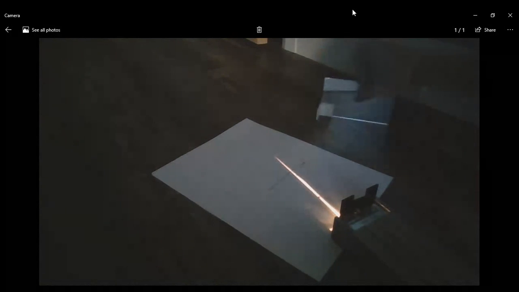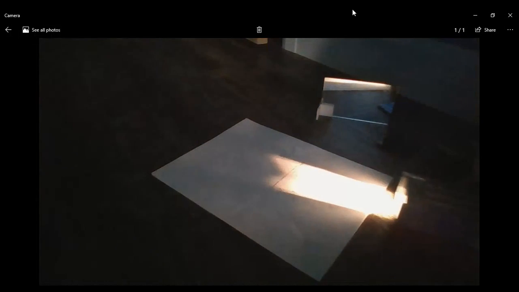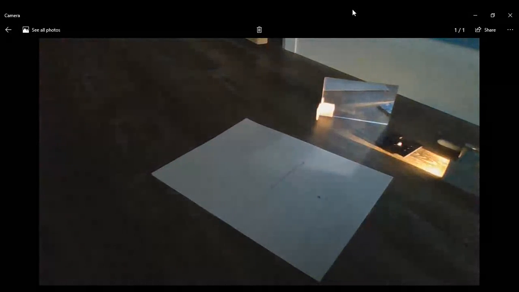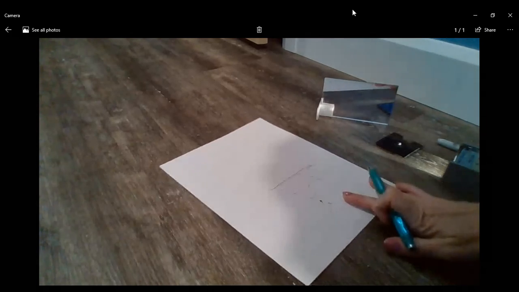Now I'm going to move my mirror. So you can see that's where the mirror was. I have a line there. And I'm going to turn on the lights in my room because with the lights off, you can't really see what I have done. So I'm going to turn my lights back on, and you will see our result. So there you go. You can see the dots on the page.